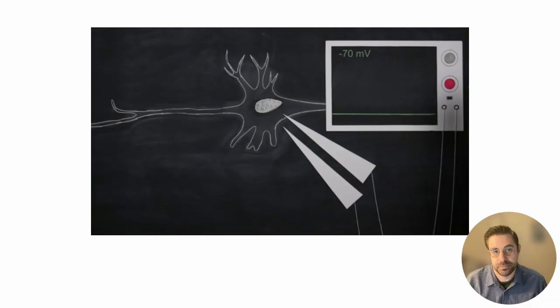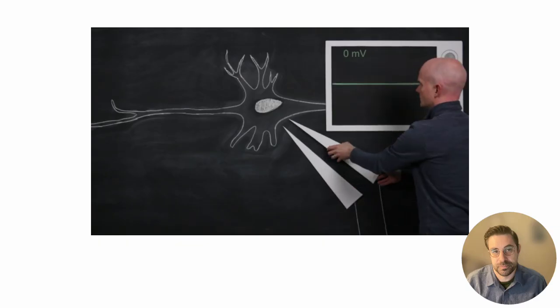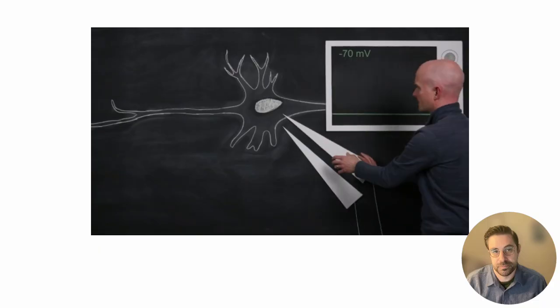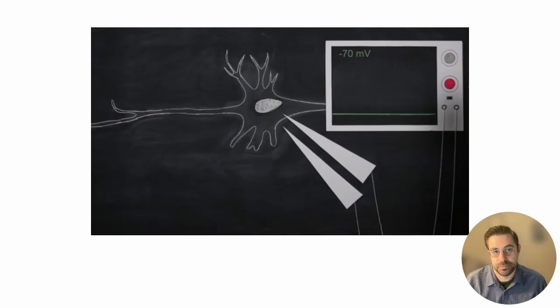The difference in charge between the interior and exterior of a cell is called the membrane potential. When both electrode tips are in the extracellular fluid, the voltage difference between them is zero. When the tip of one of the electrodes, the intracellular electrode, is inserted into the neuron, a steady membrane potential of about -70 millivolts is recorded. This steady membrane potential of about -70 millivolts is called the neuron's resting membrane potential.